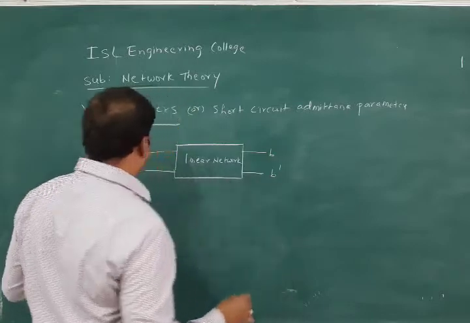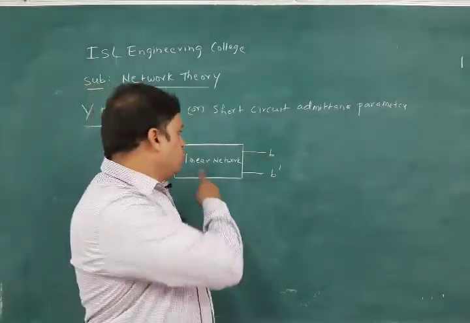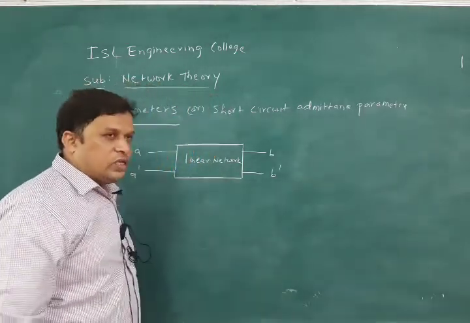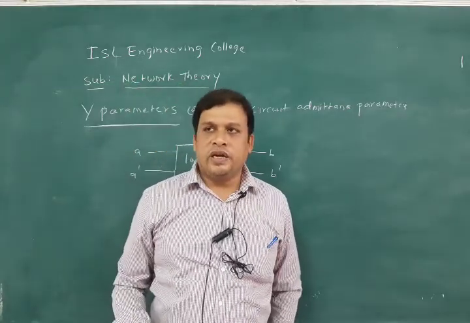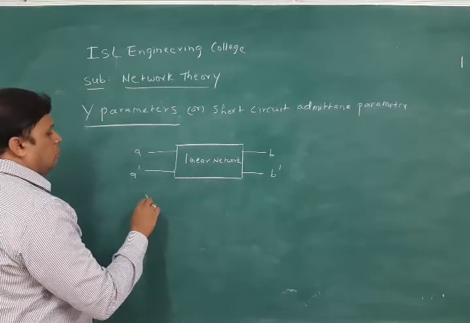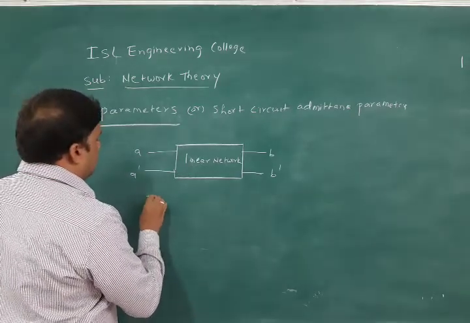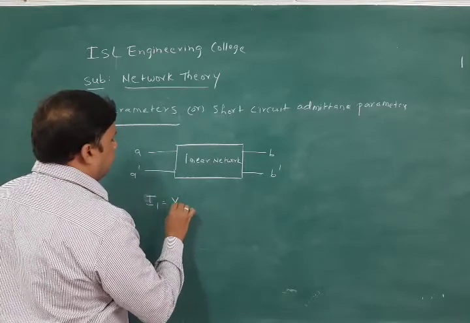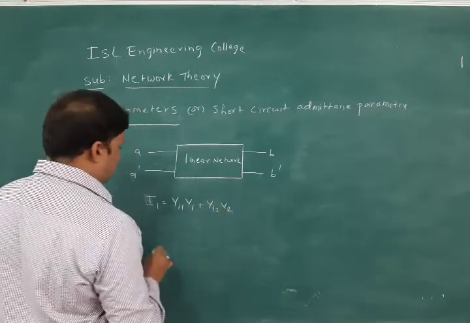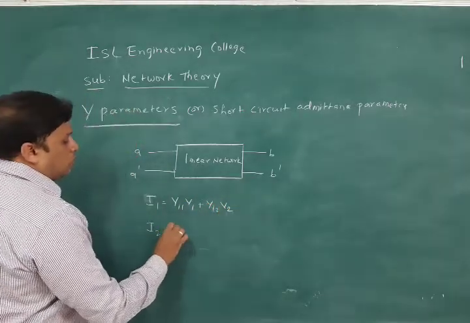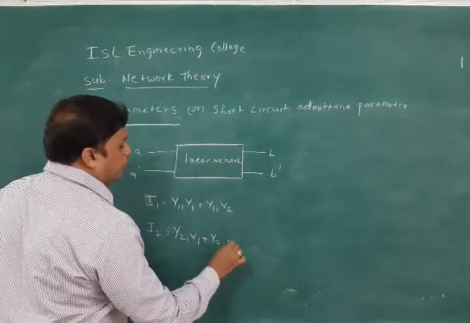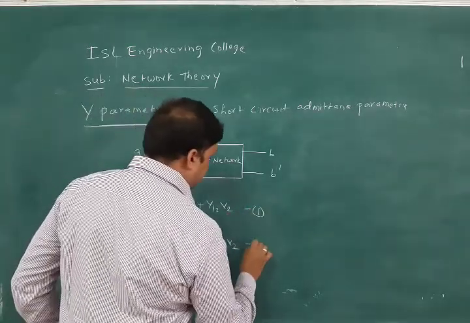So we are drawing the linear network A dash and B dash, which has two ports. It is called a two-port network. Now we will write the equations of the admittance parameters. I1 equals Y11 V1 plus Y12 V2, and I2 equals Y21 V1 plus Y22 V2. These are the equations for y parameters.